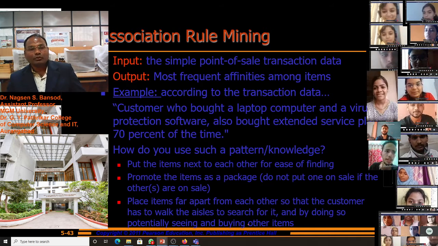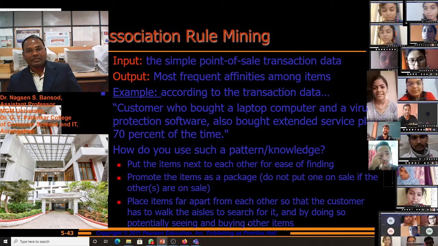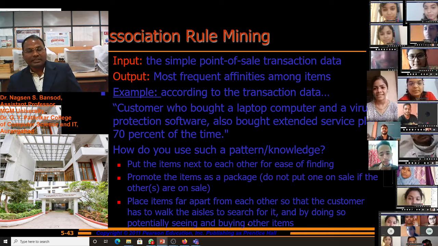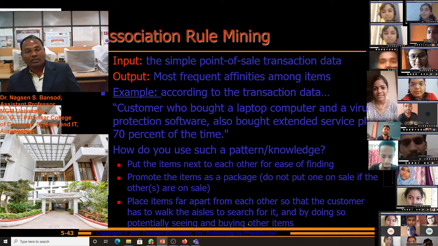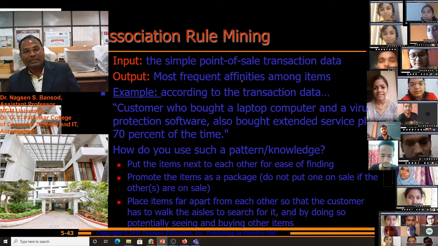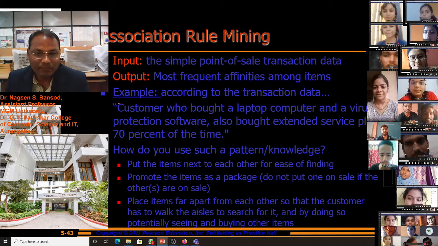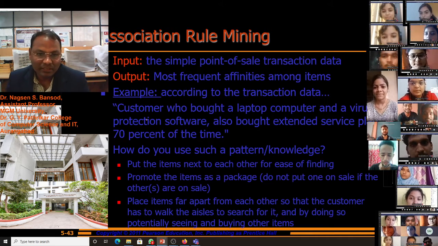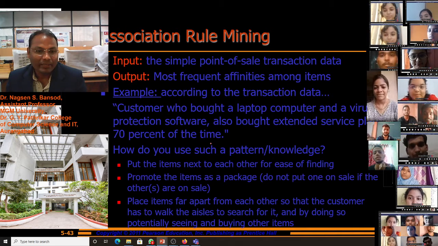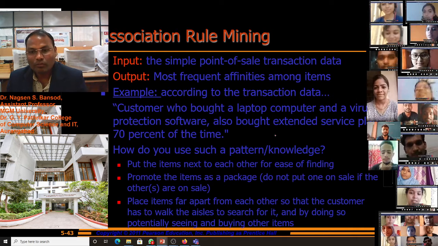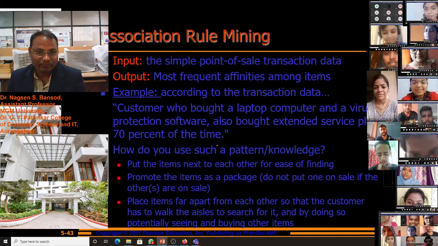In association rule mining, the input is simple point-of-sale transaction data, and the output is the most frequent affinities among the items, meaning relationships between the variables. Example: according to the transaction data, the customers who bought a laptop computer and virus protection software also bought an extended service plan 70% of the time.